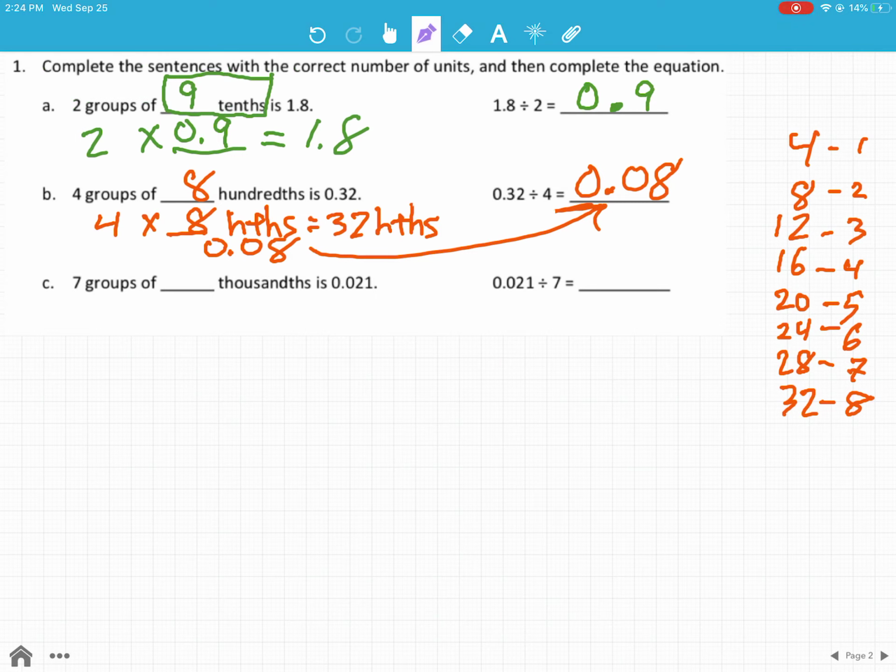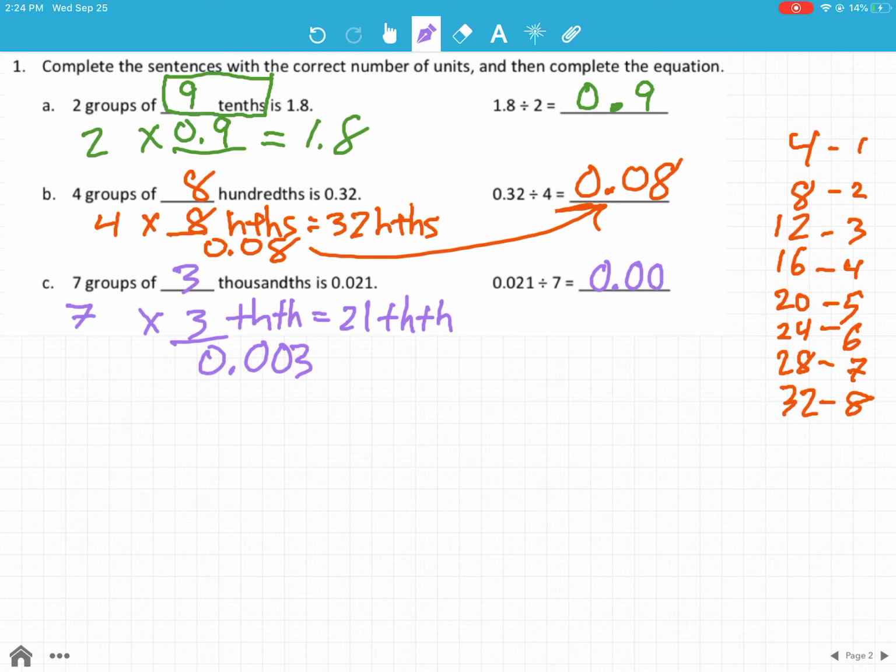7 groups of 21 thousandths. 7 groups of something equals 21 thousandths. So 7 groups of blank thousandths is 21 thousandths. So hopefully you see the relationship of 21 and 7, and you know that the answer is 3. And that looks like this, 3/1000ths. So our answer here is 3/1000ths.